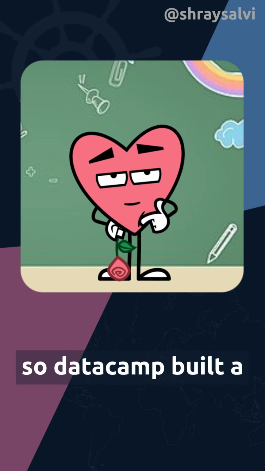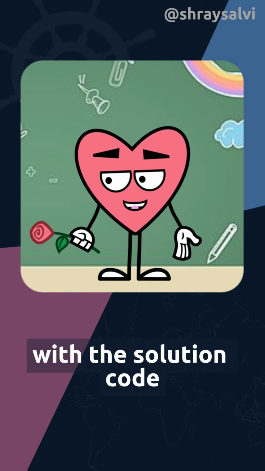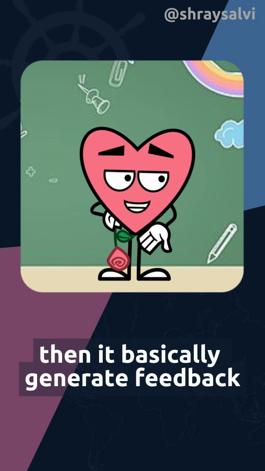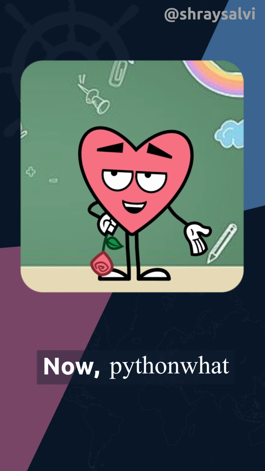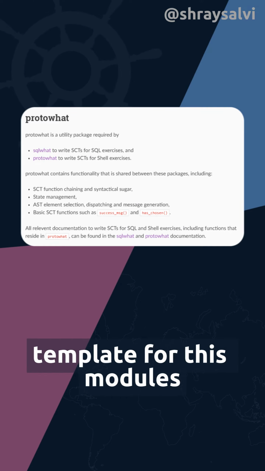So DataCamp built a Python module named htmlwhat, and this module compares user code with the solution code. And if the user's code does not follow the solution code, then it basically generates feedback. Now, htmlwhat and sqlwhat are built over protowhat, which is like a template for these modules.